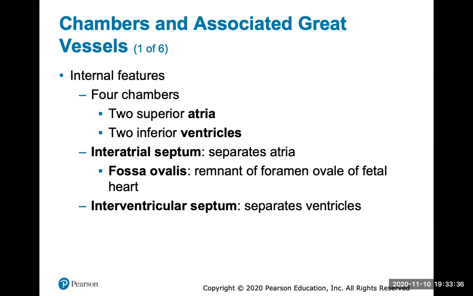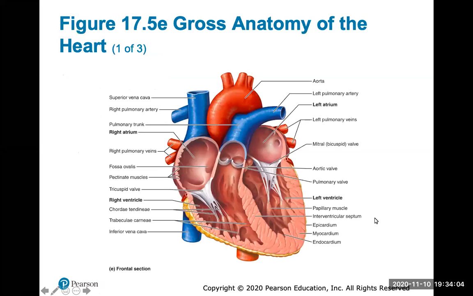The internal chambers, again, you have two superior atria, two inferior ventricles. The interatrial septum is the wall between atria. The fossa ovalis is a remnant of the foramen ovale of the fetal heart. So during fetal development, there's a hole in the interatrial septum. And with the first breath, the change in pressure or intake of air will close that hole and it will become the fossa ovalis. And the interventricular septum is the wall separating the ventricles.